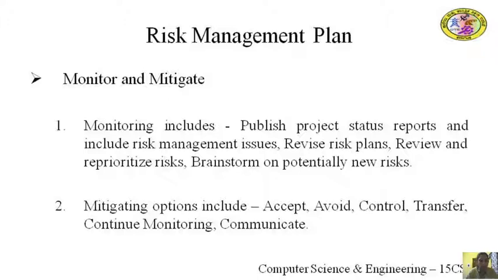Brainstorm on potentially new risks after changes to project schedule or scope. When a risk occurs, the corresponding mitigation response should be taken from the risk management plan. Mitigating options include accept: acknowledge that a risk is impacting the project. Make an explicit decision to accept the risk without any changes to the project. Project management approval is mandatory here.